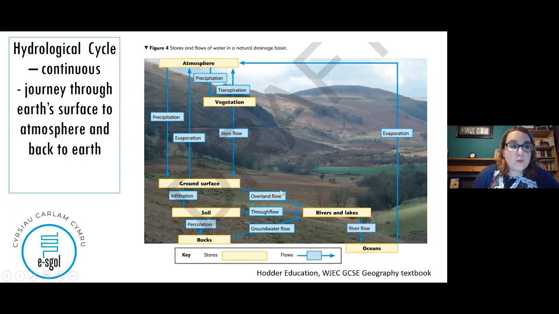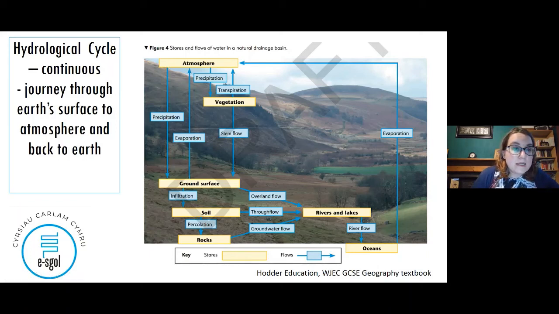However, most of the water will trickle slowly into the soil, and we call this infiltration. Some of this water will be stored in the soil, and it will be taken up via plant roots. As a result of photosynthesis by plants, water vapor will be released through a process called transpiration.